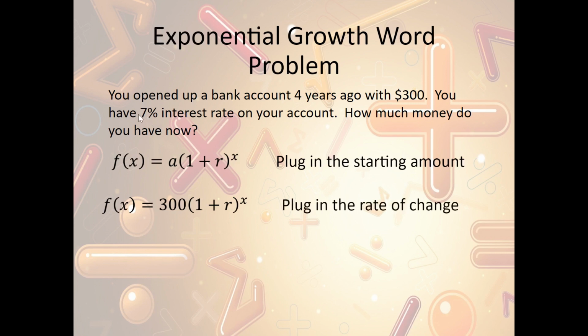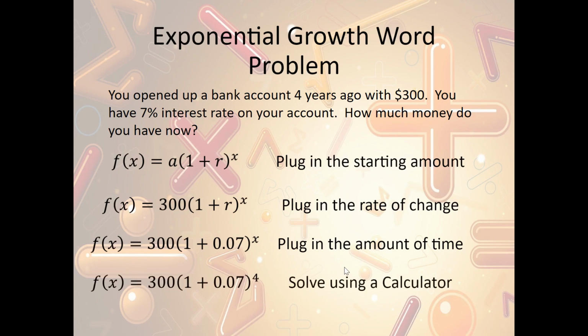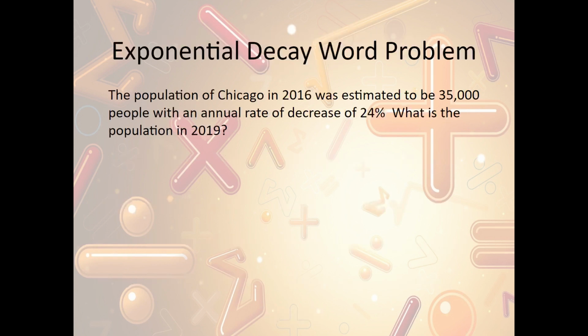So we move the decimal back 2 places. So that's 0.07, our rate of change. And then we're going to go by the amount of time. We're going to plug that in. The amount of time was 4 years, so we plug 4 in for x. And then we solve using a calculator. And when we do that, we end up with $393.24.